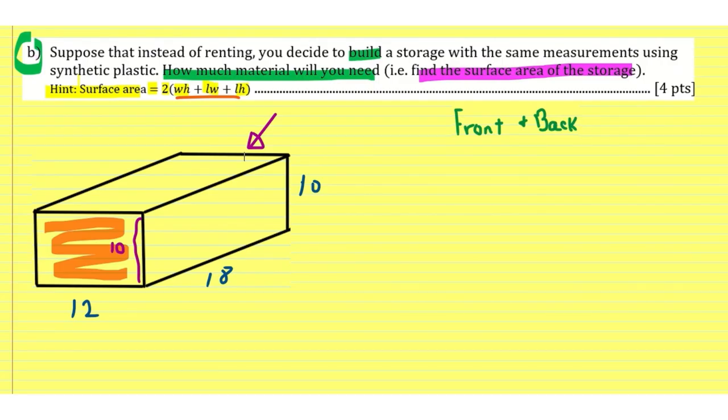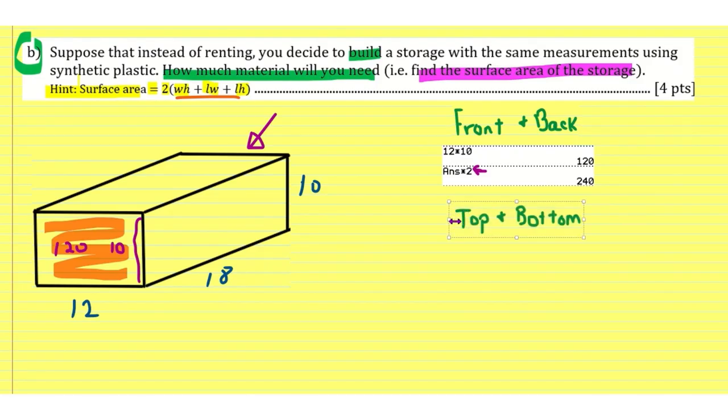So if we calculate that, we're going to end up with 12 times 10, which is 120. So this is going to be 120 on the front side, and it'll also be 120 on the back side. So we multiply this times 2, and that gives us 240 square feet for the front and the back. Okay, so the next thing we need to think about is the top and the bottom.